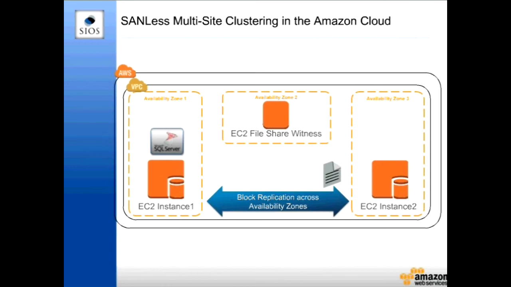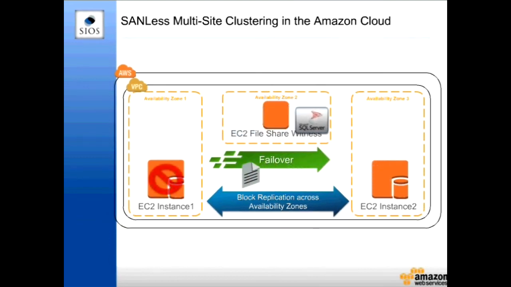Then in the third availability zone, they have their file share witness, which is the second opinion or the traffic cop, if you will, to ensure that failover happens at the appropriate times and things like that. So what they implemented is a two-node SANless cluster up in EC2.